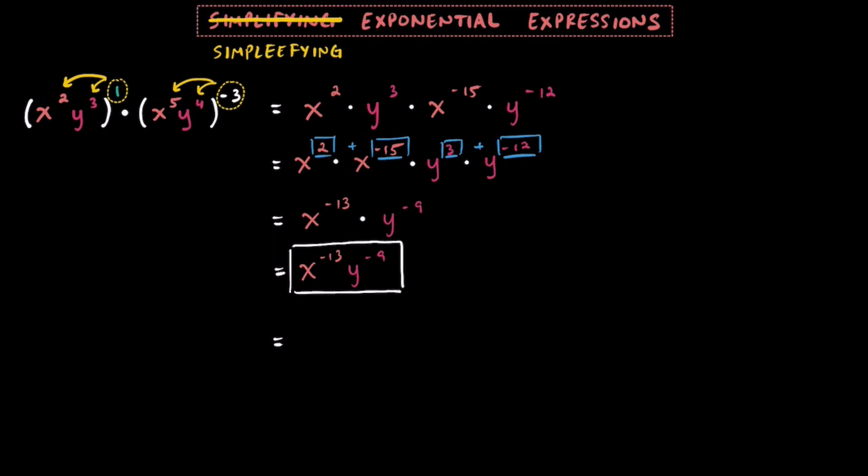If we wanted to rewrite this using positive exponents only, this x to the negative 13th power is equivalent to 1 over x to the positive 13th power, and this y to the negative 9th power is equivalent to 1 over y to the positive 9th power. Multiplying those 1's together on top, we're just going to get 1, and in the denominator we can just go ahead and squish those together because they're multiplied, and that's going to be x to the 13th power times y to the positive 9th power, and this right here would be the same value, just using fraction bars and positive exponents instead.